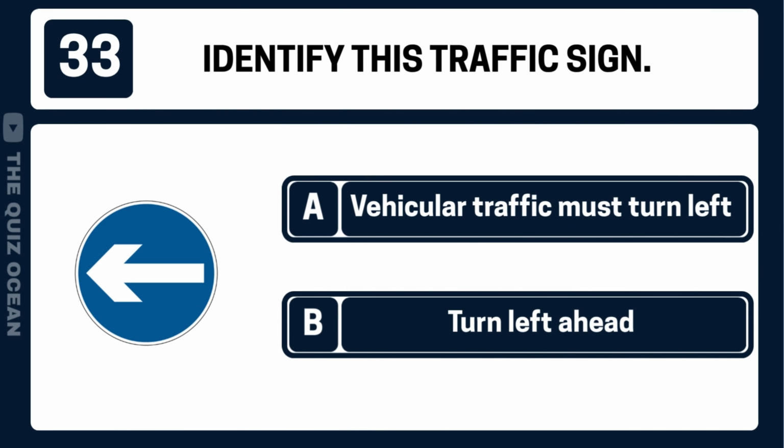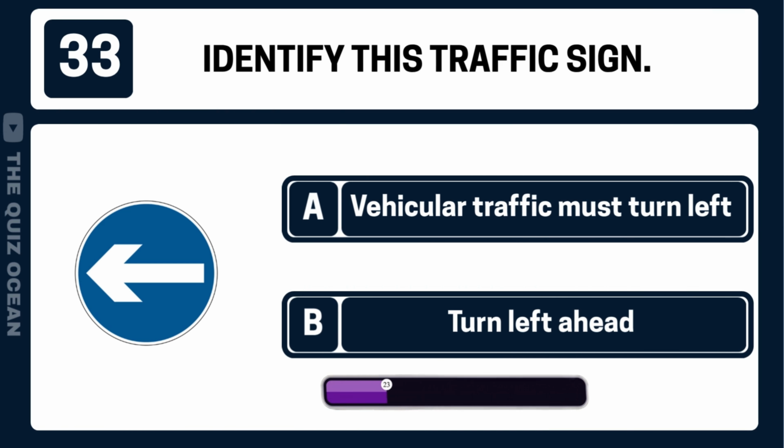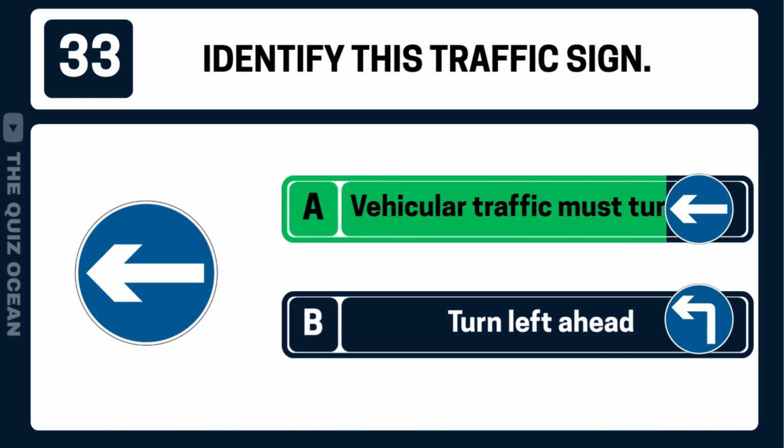Identify this traffic sign. A. Vehicular traffic must turn left. B. Turn left ahead. The answer is A. Vehicular traffic must turn left.